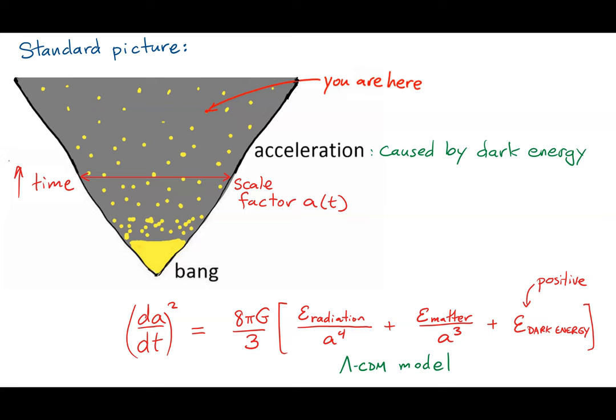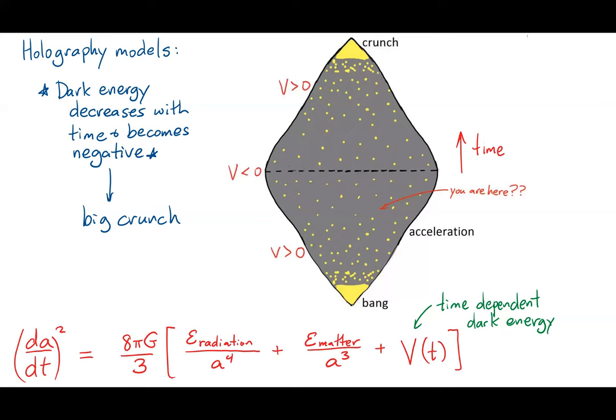And so what some of us have realized in the last few years is that you can still get models that have acceleration. You can have models that would explain our current observations, but all of them that we've managed to come up with have this feature where the dark energy is actually not really a constant. The only way that we've been able to do it is to have something where the dark energy decreases with time and eventually switches sign. And then instead of the universe accelerating, the universe will start decelerating and eventually start recollapsing. And then you'll end up with the whole universe crunching.